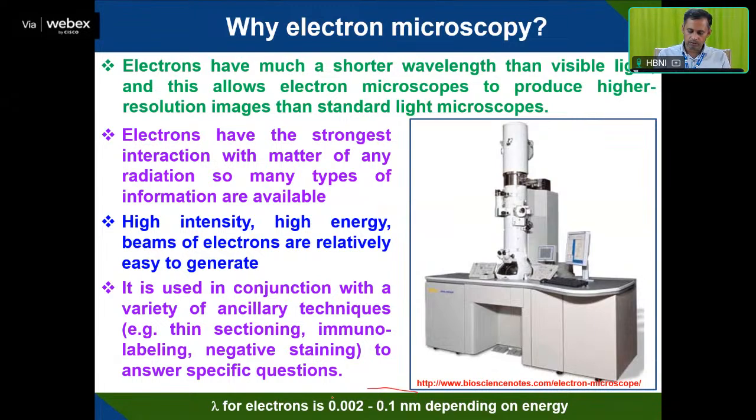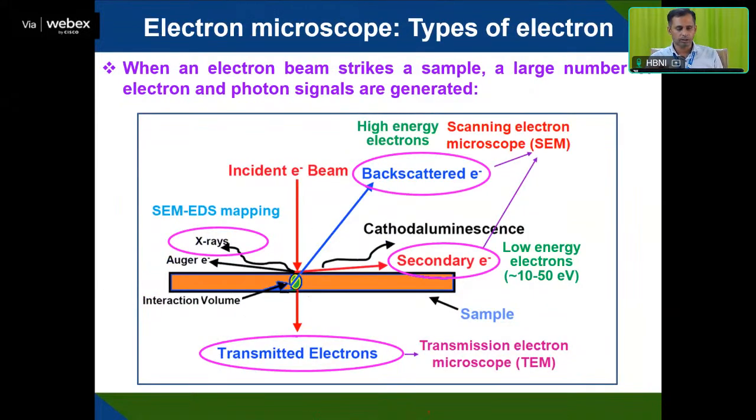The electron microscope uses wavelengths in the range of 0.002 to 0.1 nanometer, depending upon the energy of the electron. So you have a wide range of possibilities to scan different sizes that you are able to see. So this is the basics of electrons that we have discussed.